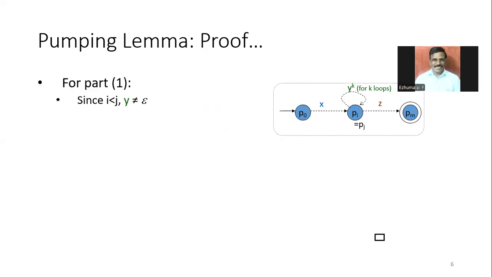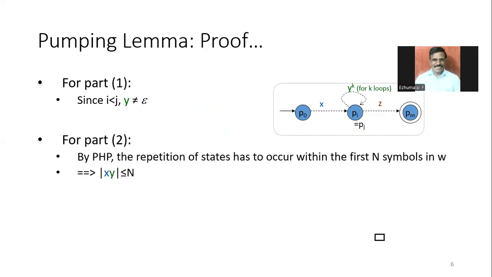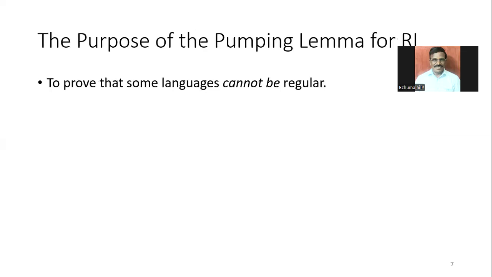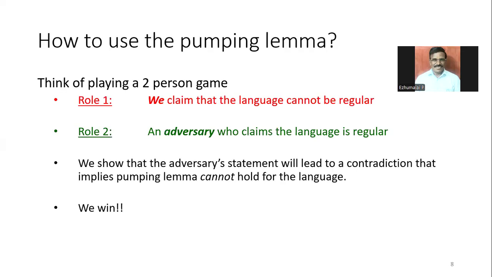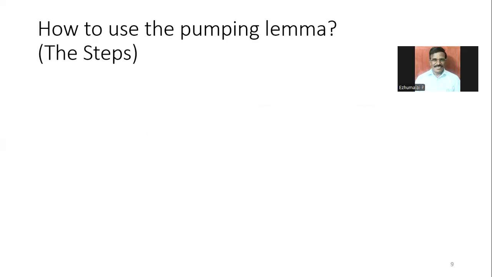Part 1: since i is less than j, y is not empty. Part 2: by the pigeonhole principle, the repetition of the states has to occur within the first n symbols in w, where |xy| is less than or equal to n. To prove that some languages are not regular, let us see the non-regular languages. There are two players. Rule 1: we claim that the language is not regular. Rule 2: the adversary claims the language is regular. We show that the adversary's statement leads to a contradiction, which implies the pumping lemma cannot hold for the language. We will win that. This is one example of the pumping lemma for regular languages.